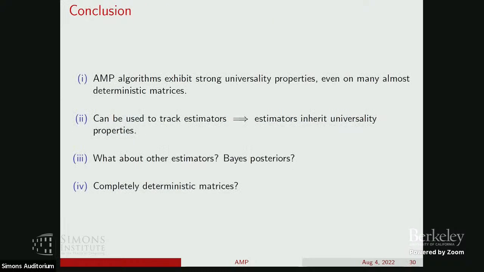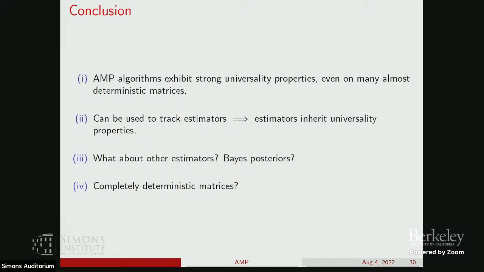So to conclude, the main takeaways are that AMP algorithms are quite robust. They don't really depend too much on the laws of these ensembles that you work with. The strong distributional assumptions that we see at first are basically there to let us characterize their properties. And the fact that these algorithms can be used to track statistical estimators allows us, in fact, to take these guarantees for AMP style algorithms and transfer them to the statistical estimators that we care about. We did this in the context of the linear model.